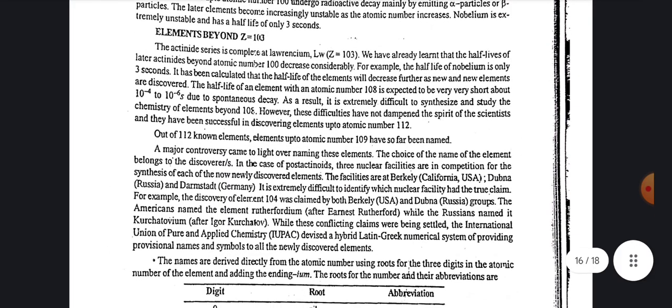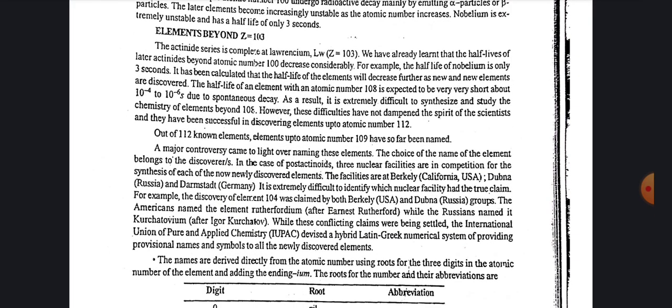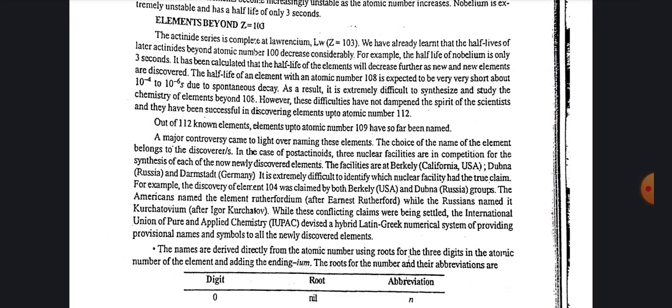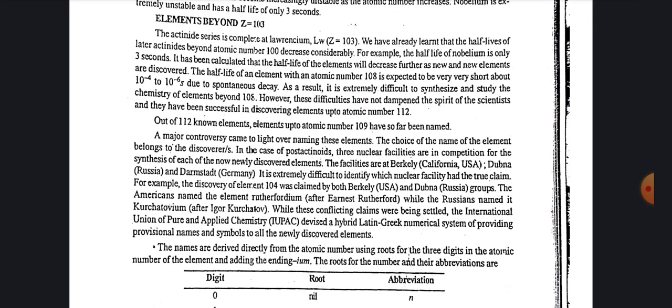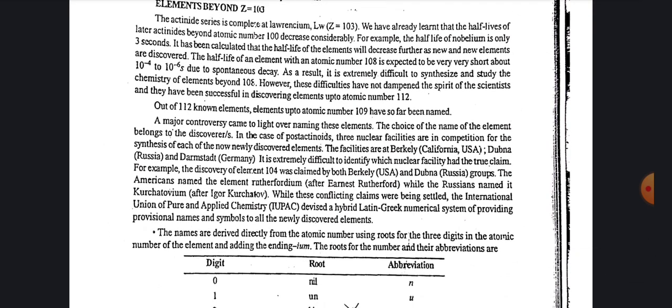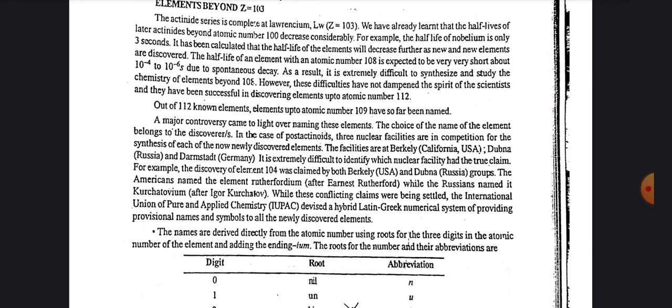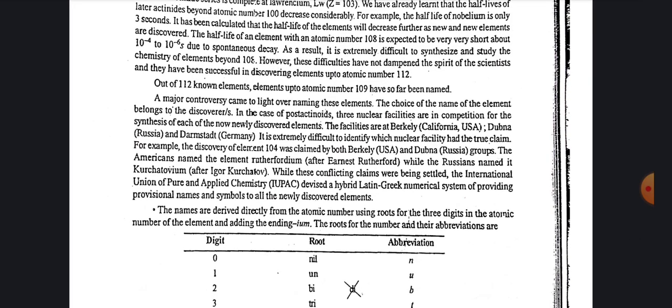The actinide series is incomplete at Lawrencium. We have already learned that the half-lives of the later actinides beyond this atomic number decrease considerably. For example, the half-life of nobelium is only 3 seconds. It has been calculated that the half-life of the elements will decrease.